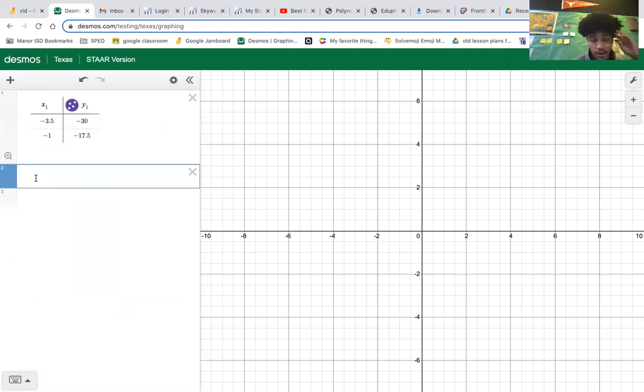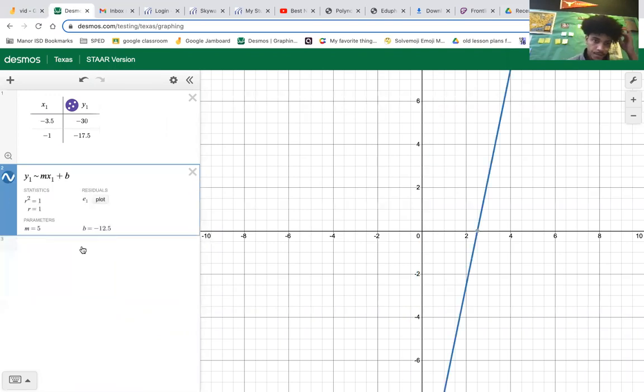And then this is the part you kind of have to remember. You'll be given y equals mx plus b, but you have to know in this calculator, we're going to use y1 tilde mx1 plus b. And now we have our line. It tells you m equals 5, b equals negative 12.5. So as long as you know what m and b stand for, you'll know your answer.